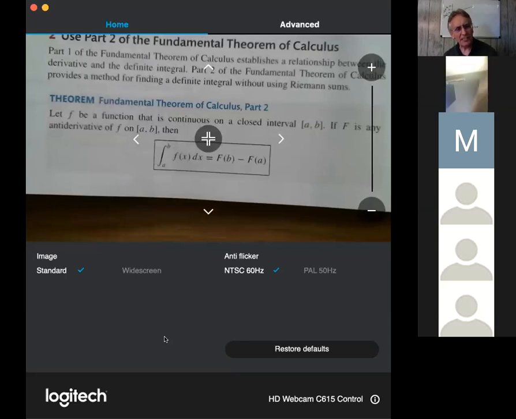Let f be a function. The lowercase f is continuous on a closed interval a to b. If cap F is any antiderivative of f, lowercase f, then the integral from a to b of f of x dx, where the dx is a crucial part of it, equals the antiderivative at b minus the antiderivative at a. We're going to do a couple of examples of that in just a second.